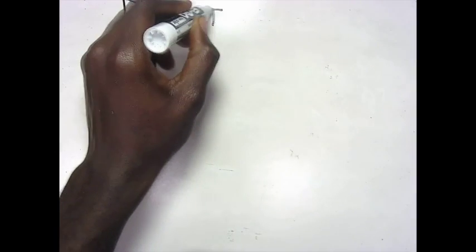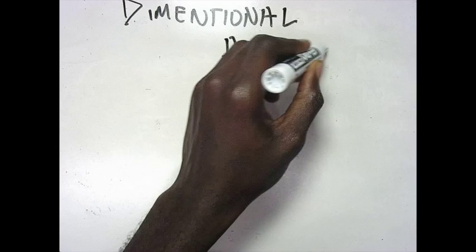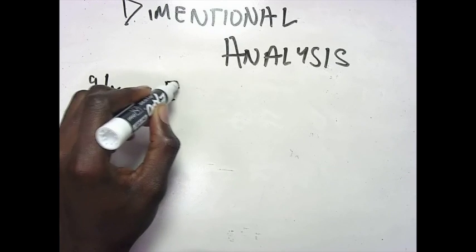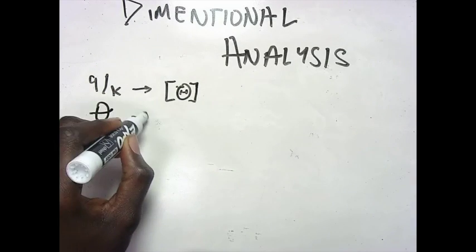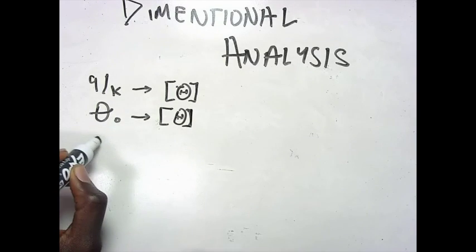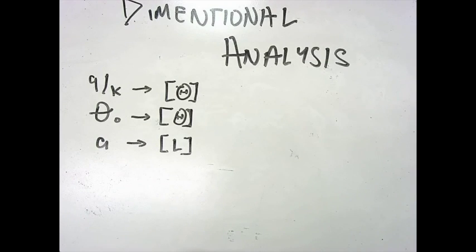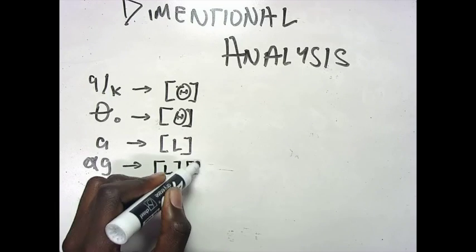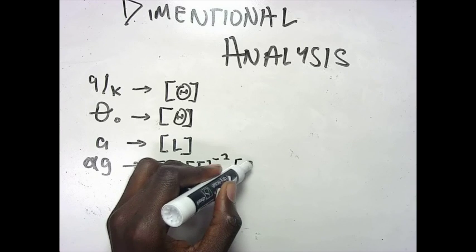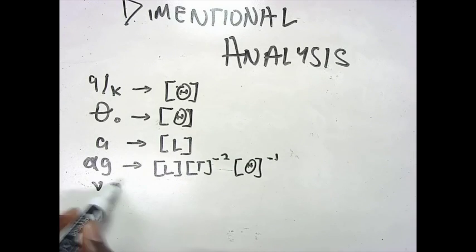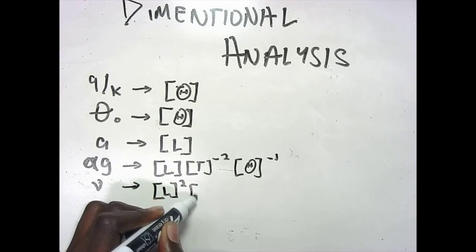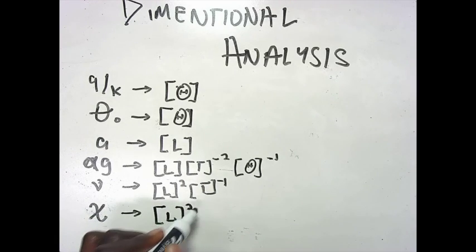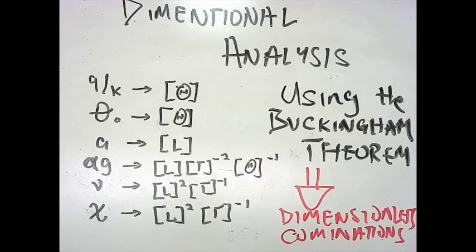However, even with all this, the problem still persists that these equations are rather difficult to solve on their own. Instead, to avert this problem, we use dimensional analysis to come up with new dimensionless variables that can tell us more about a fluid. So you have Q over K, which is in terms of temperature, theta naught, also temperature, a, which is in terms of a unit of length, and alpha times g, which is length divided by time squared multiplied by temperature. And you have v, which is a unit of length squared per time, and finally chi, which is a unit of length squared per time as well.